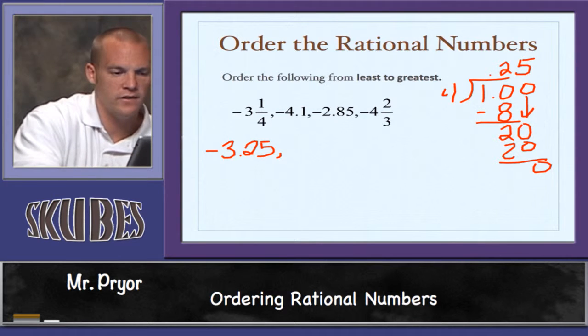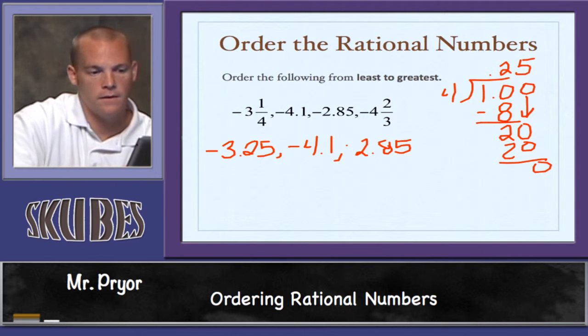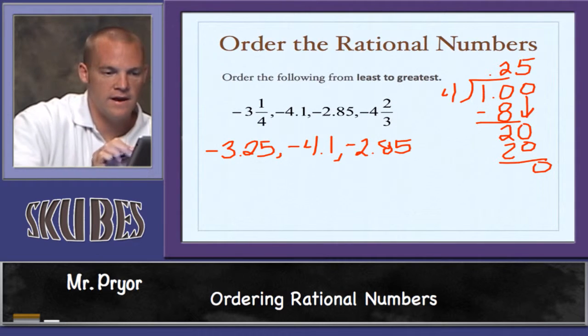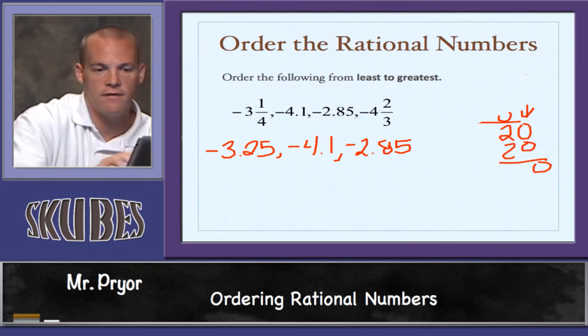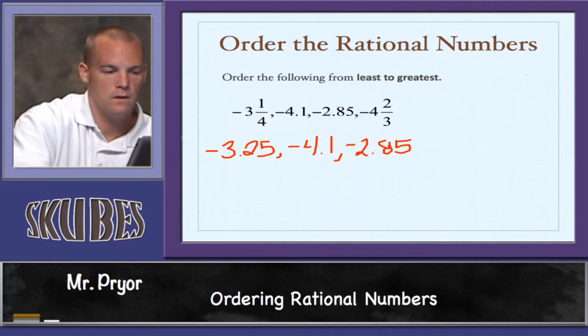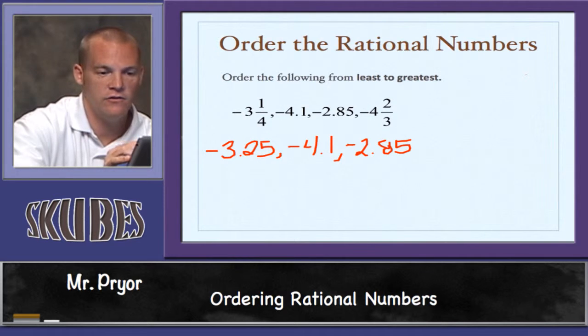Negative 4.1 is already a decimal. Negative 2.85 is already a decimal. All right, and then finally negative 4 2/3. Let's go ahead and modify that one real quick. So we have negative 4 2/3. Again, all we need to worry about is the 2/3 portion. We're going to divide 3 into 2.